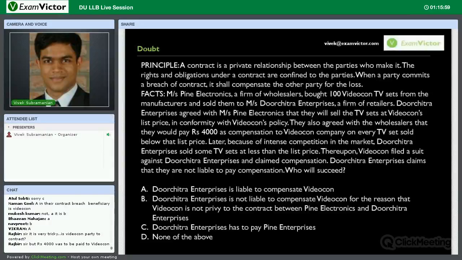Durchitra Enterprises is not liable to compensate Videocon for the reason that Videocon is not privy to the contract between Pine Electronics and Durchitra Enterprises. Is it clear?